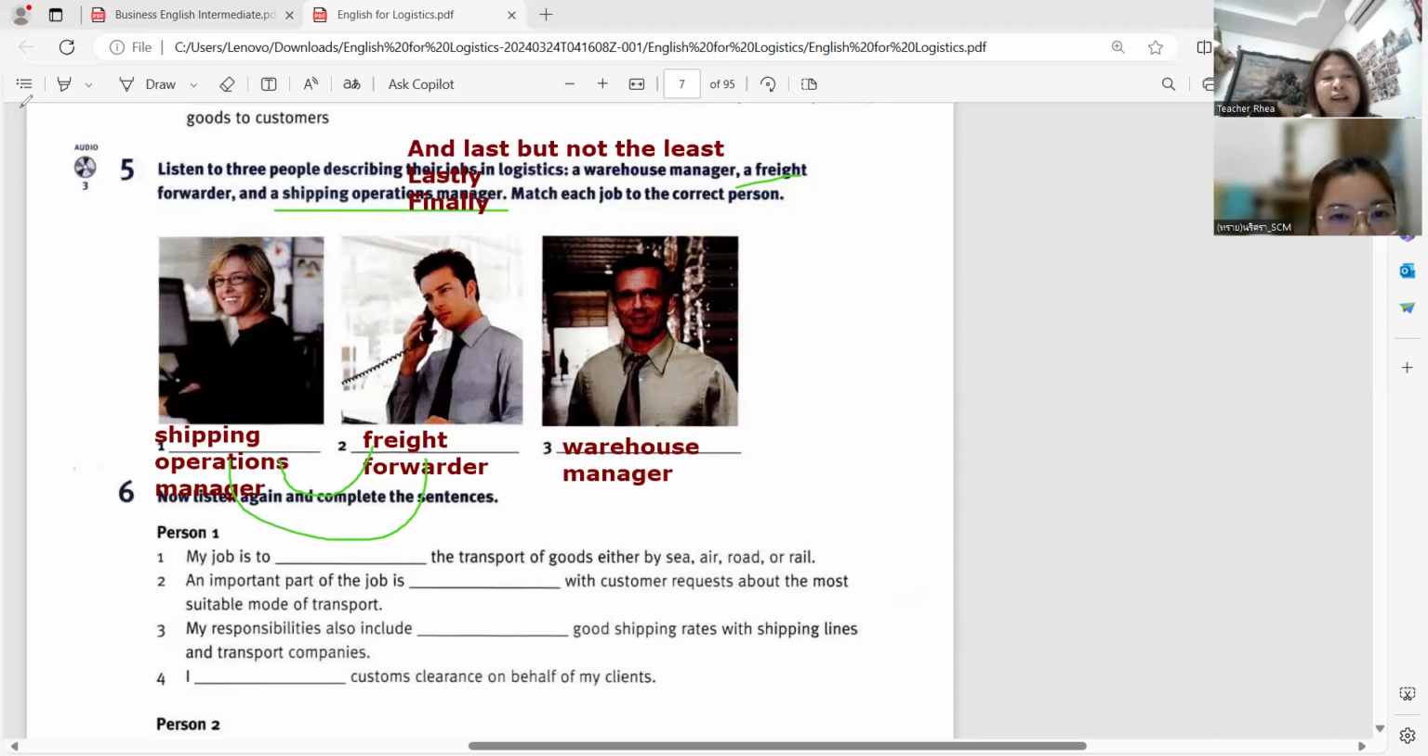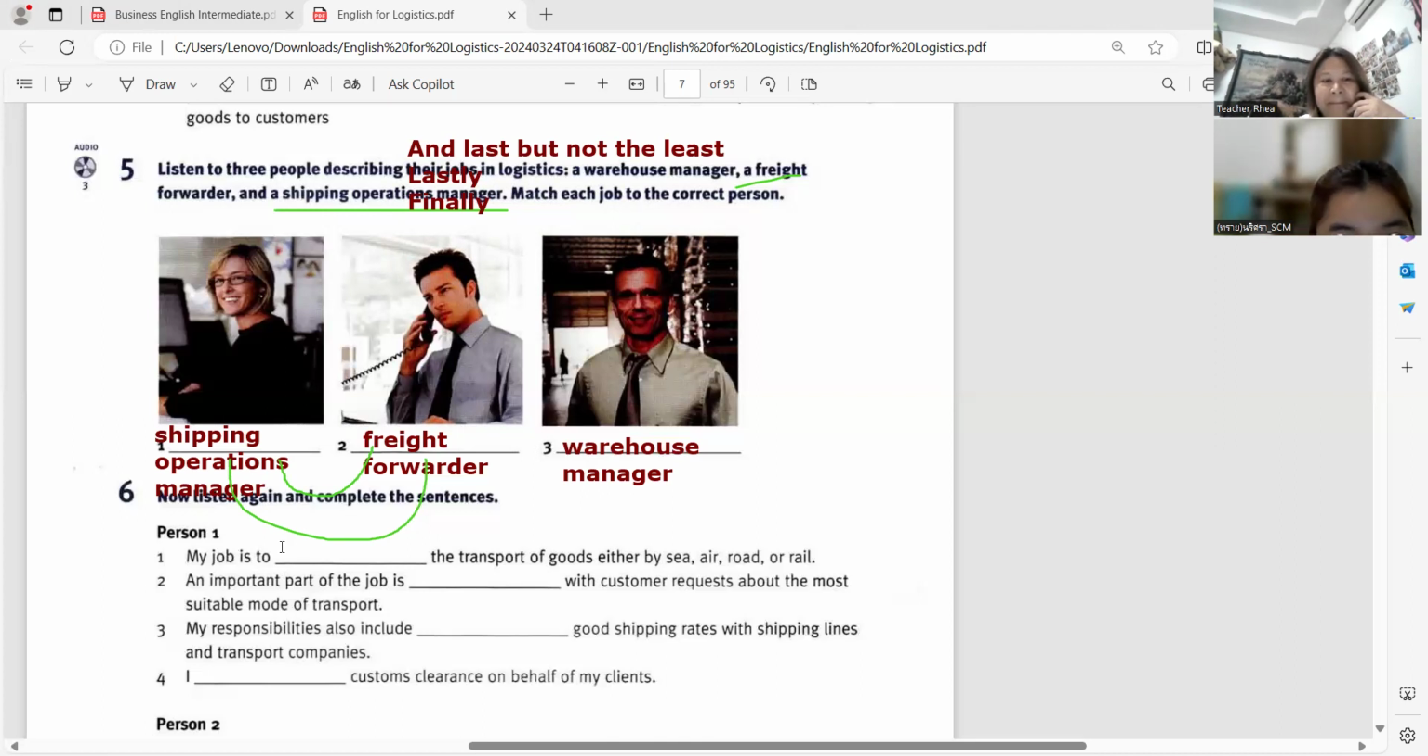Let us explain one by one why number one is the freight forwarder and not the shipping operations manager. So person number one said, okay, let's listen again. Unit 1, Exercise 5, Speaker 1. My job is to organize the transport of goods either by sea, air, road, or rail.